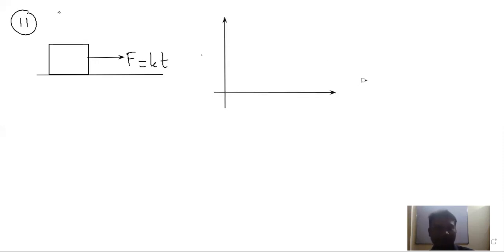So on x-axis we have time, y-axis we have acceleration. Let us try to draw the acceleration time graph. So first of all, how will the force time graph look like? In this case, force is given as kT. Expression of force is kT.